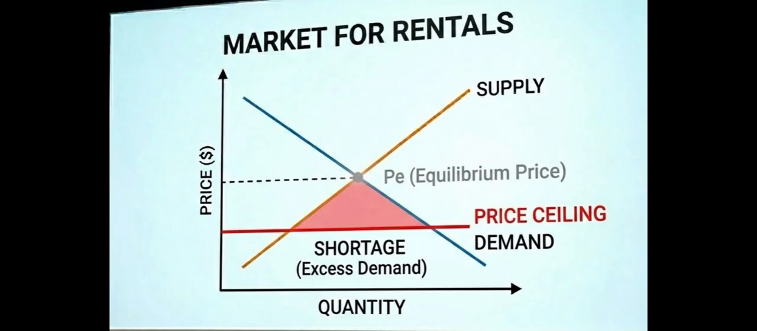The ceiling price is lower than the equilibrium price. You can see on the graph how quantity demanded, that's QD, far exceeds the quantity supplied. This model allows a manager to predict the resulting market distortion for a specific product, such as rentals.